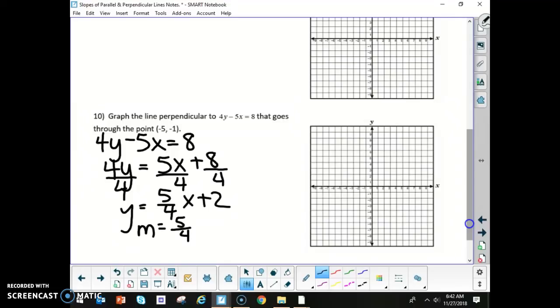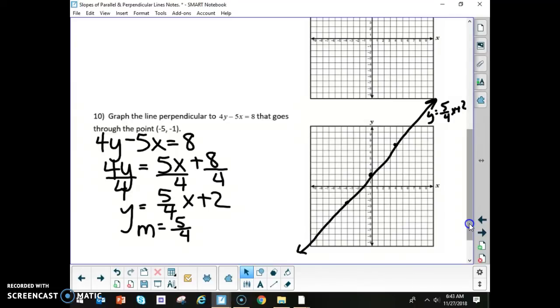Let's graph this one. I start at 2, and then I go up 5, and over 4. Let's do that one more time. Up 5, over 4. And then I can go down 5 and back 4. And remember, use some kind of straight edge. Go all the way through the graphing and label. Y is equal to 5/4 x plus 2.